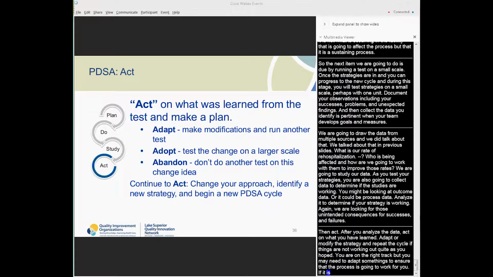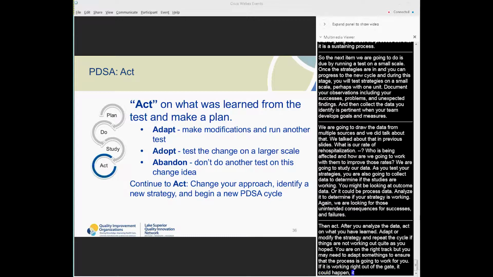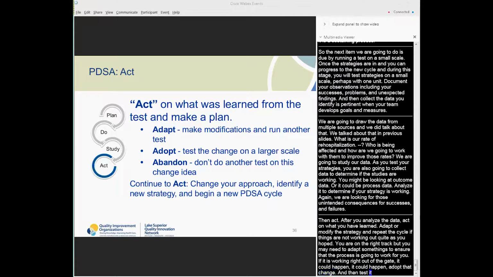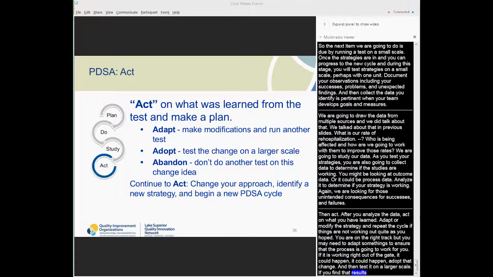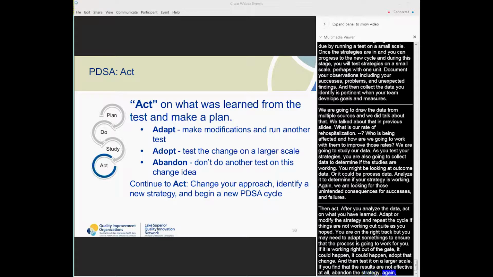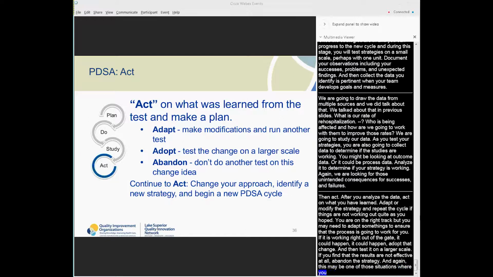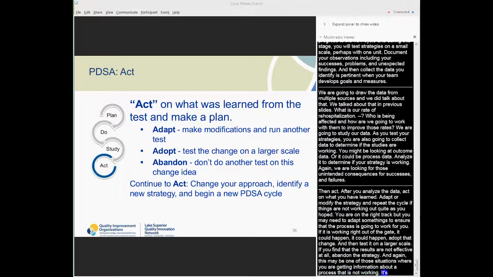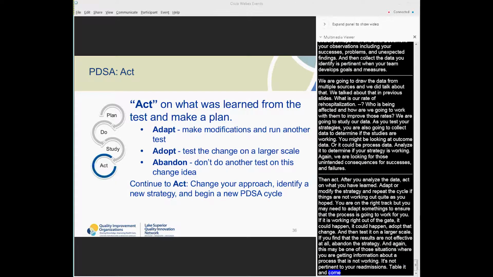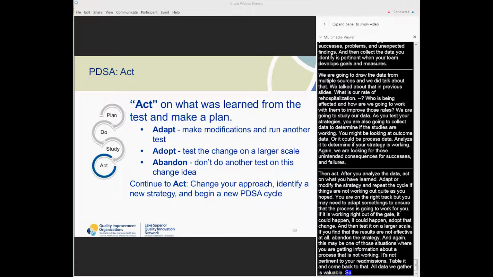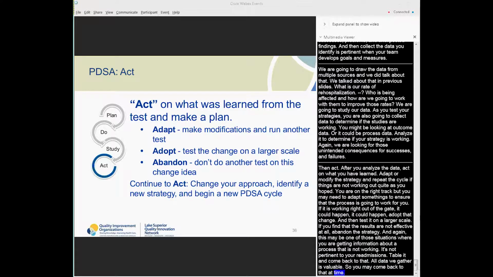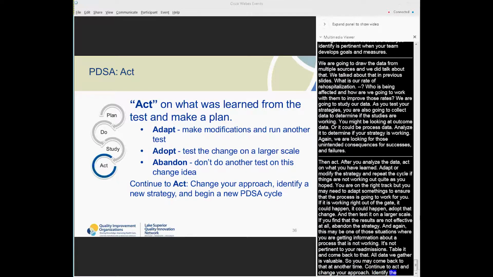If you're finding that the results are not effective at all, abandon the strategy. And again, this may be one of those situations where you're getting information about a process that isn't working. It's not pertinent to your readmissions. Table it and come back to that. All data that we gather is valuable, so you may come back to that at another time. Continue to act and change your approach, identify a new strategy, and once we're taking that test to the larger population, we're going to begin a new PDSA cycle.